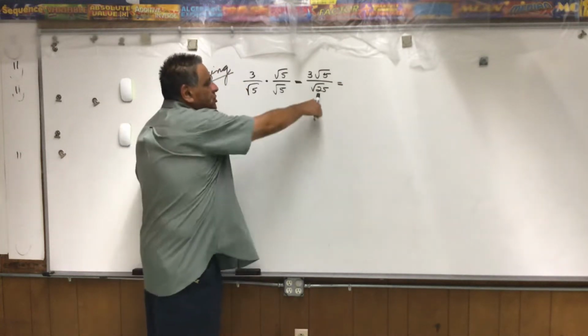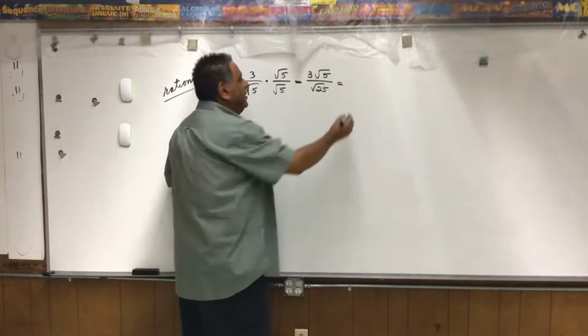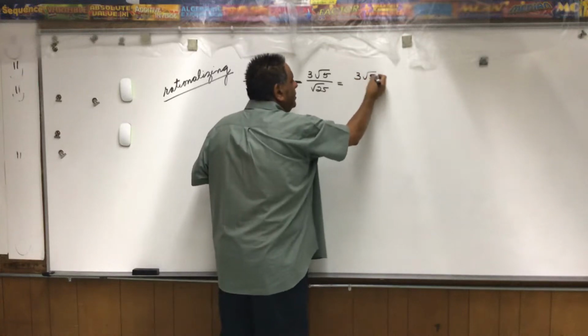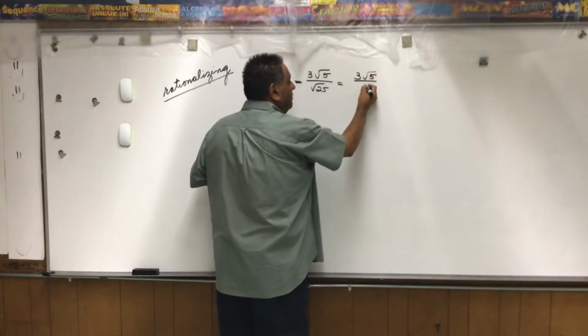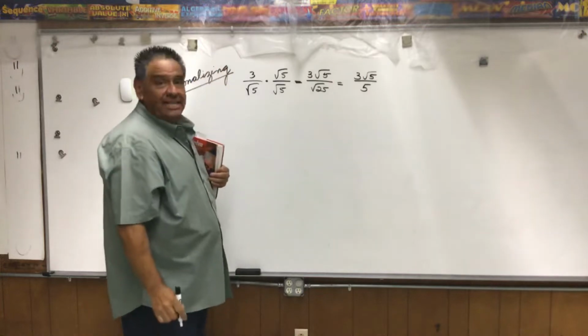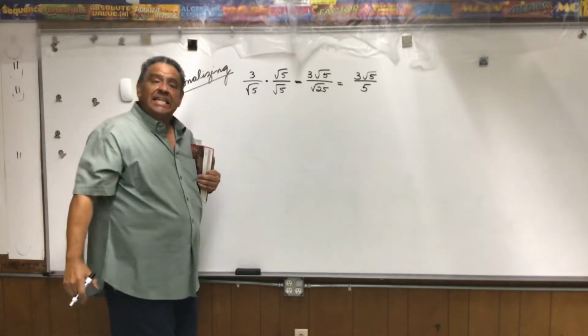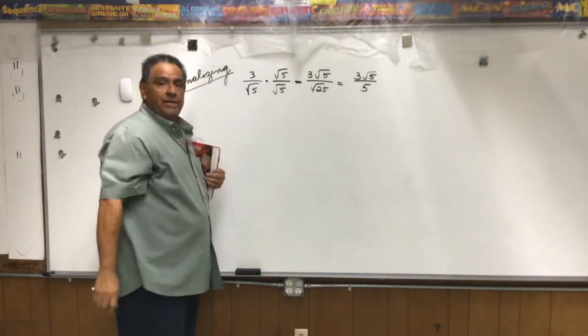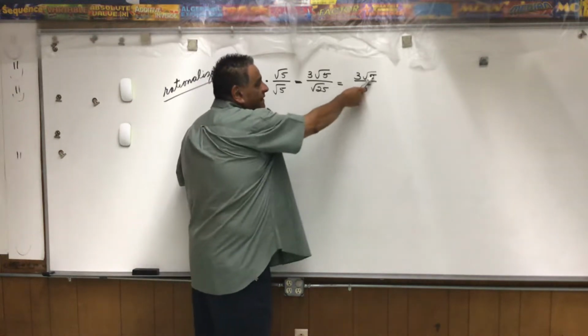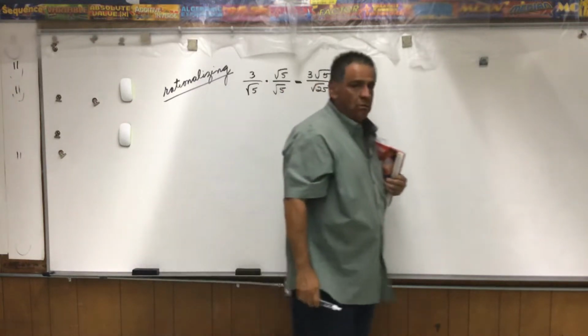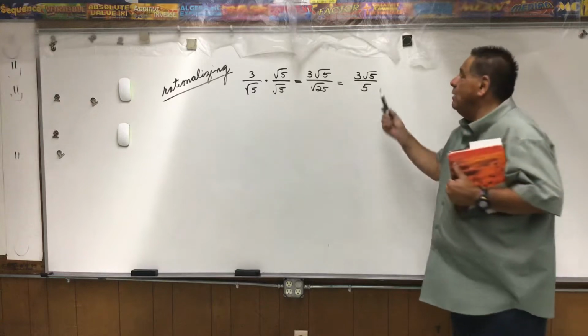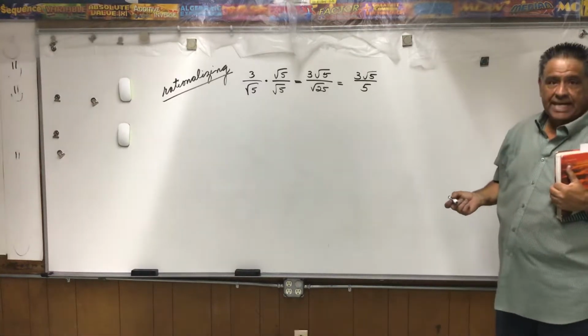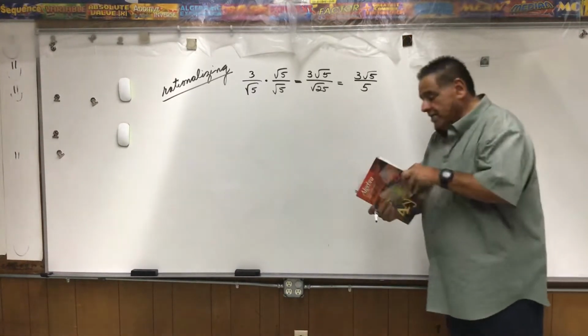And go, oh, what's the square root of 25? 5. So 3 square roots of 5 over 5. I've simplified that. I've rationalized it because I can't leave a radical in the denominator. Now you might say, Mr. R, can I simplify the 5 and the radical 5? No. Remember, one is a whole number and one is a radical, so you cannot simplify that. All right? So let's try another problem.